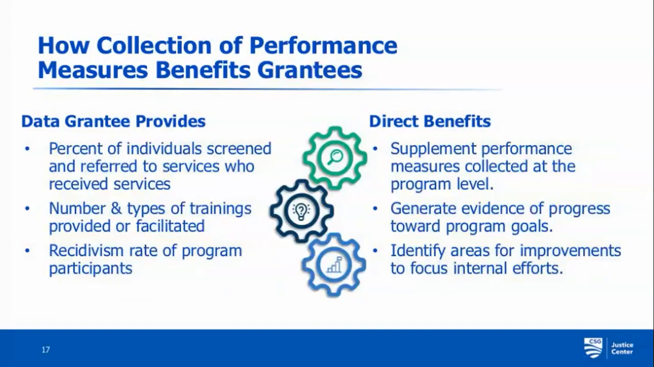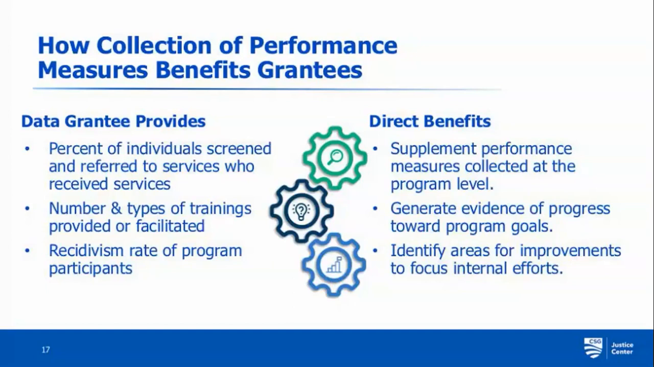So how does it benefit you as a grantee? You as a grantee can also use performance measures to accomplish many of the same goals, like identifying areas for improvement to focus internal efforts, proactively request assistance to address challenges, and develop evidence of program progress that can be used to enhance advocacy and sustainability. These performance measures that BJA is asking should supplement the metrics that you're already collecting.